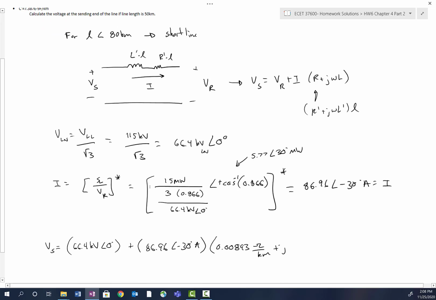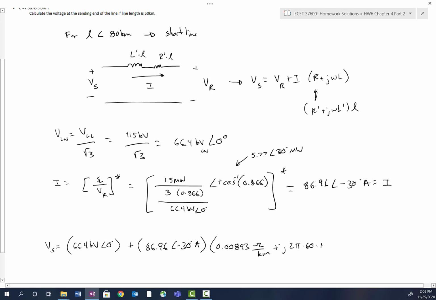We are given L prime, so it's going to be 2 pi times 60 times 1.554. It was a millihenry, so e to the minus 3, so that's J 2 pi FL. That's going to end up being in ohms per kilometer as well, and so now we need to multiply by the line length, which in this case was a 50 kilometer line, I believe. Yep, 50 kilometers. So the sending end voltage of this line on a line to neutral basis was 67.74, angle 1.85 degrees kV, which we could alternatively state as 117.33 kilovolts line to line.